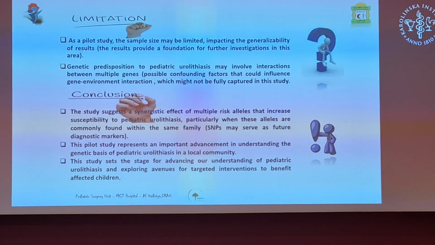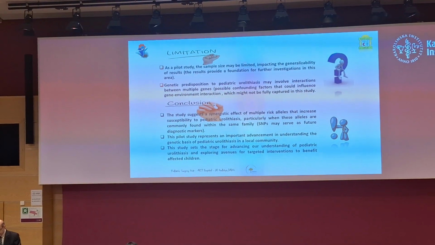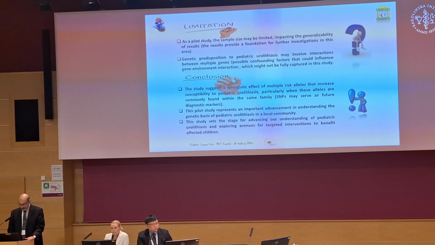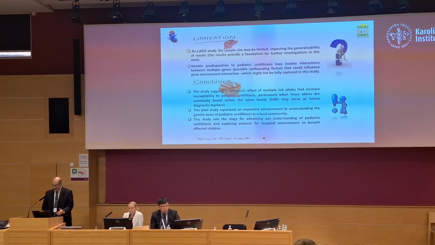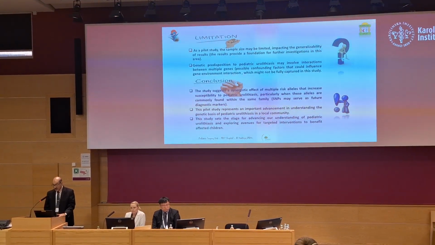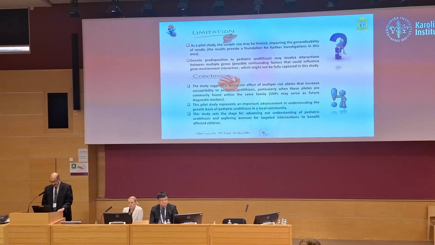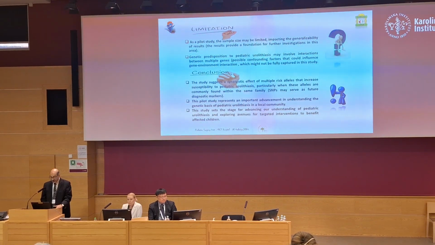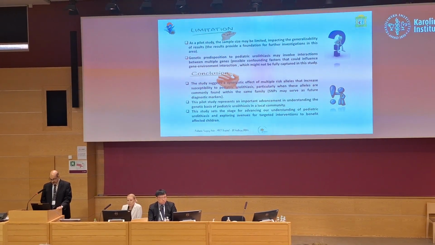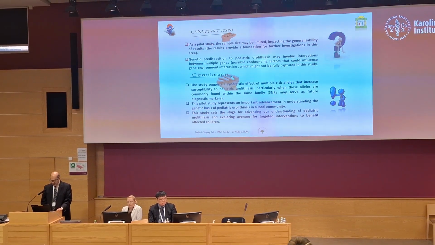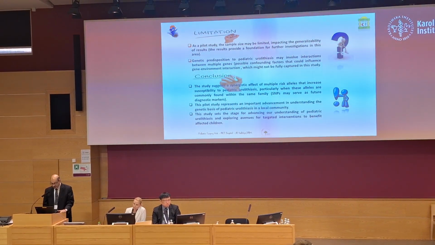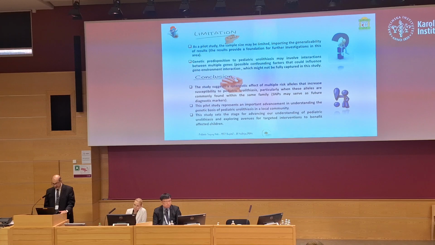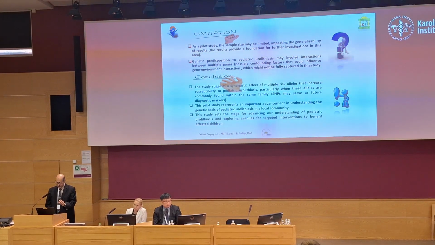The genetic predisposition to pediatric urolithiasis may involve interactions between multiple genes. Possible confounding factors that could influence the gene-environment interaction might not be fully captured in this study. We can conclude the study suggests a synergistic effect of multiple risk alleles that increases susceptibility to pediatric urolithiasis, particularly when these alleles are commonly found within the same family.